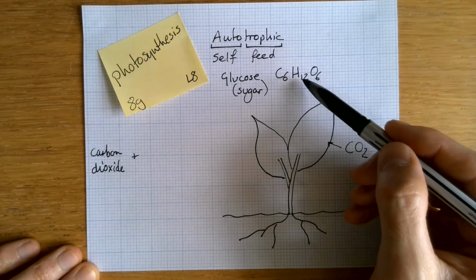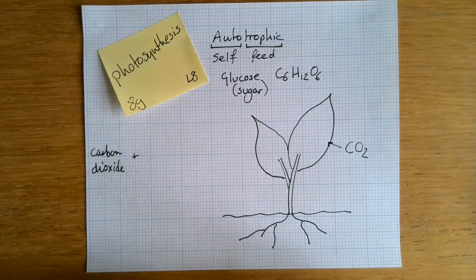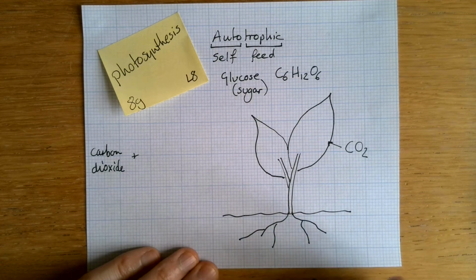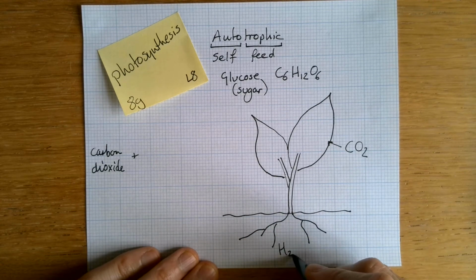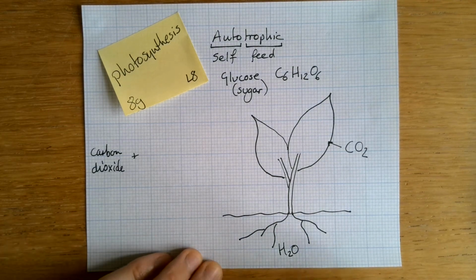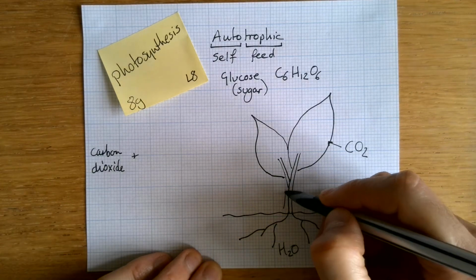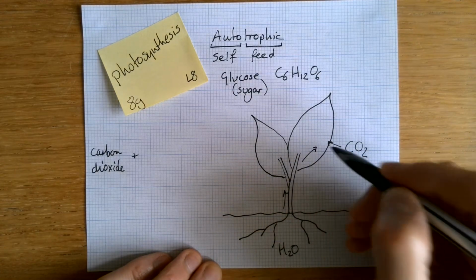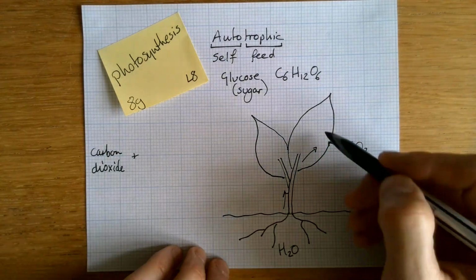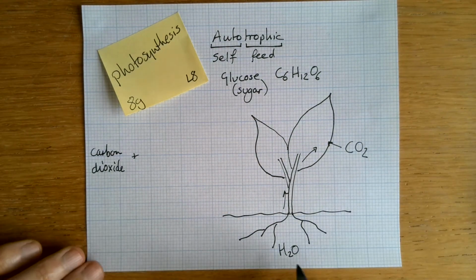We also need a source of hydrogen as well. Now, fortunately, plants take up water through their roots, that passes up through the stem and into the leaves, where it will meet up with the carbon dioxide. So now we've got some water.